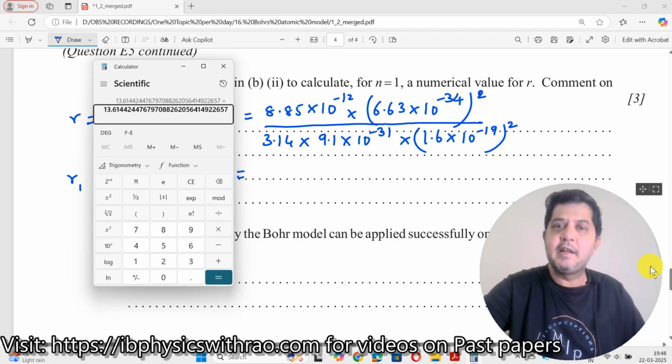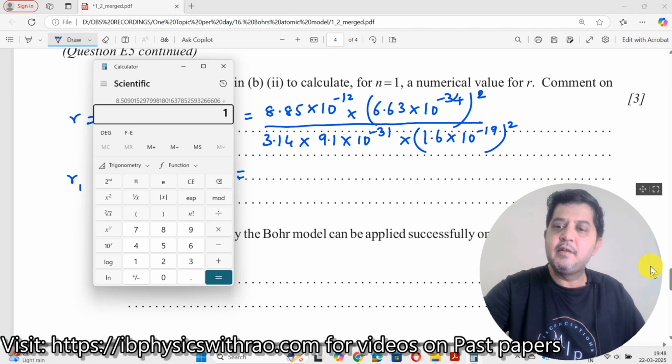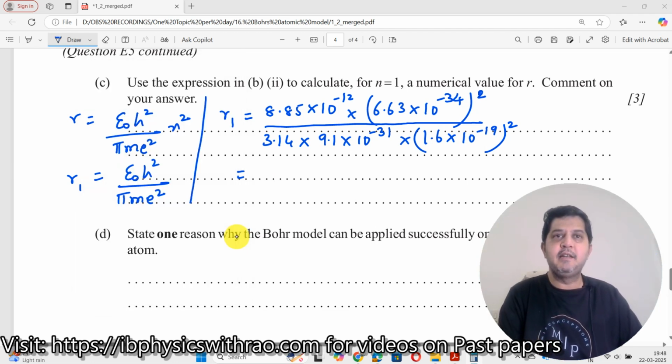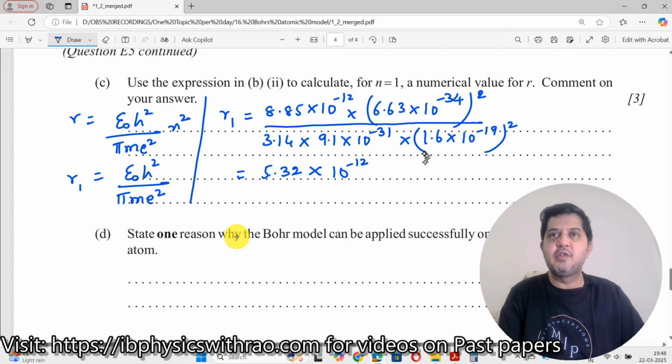Divided by 1.6, I get this value divided by 1.6. 5.32 I get, right? Let me write down 5.32. What have I done here? I have not used any powers. Let me use my power save. So this should be 10 power minus 12. This 10 power minus 34 whole square should be 10 power minus 68. Minus 68, very big power.